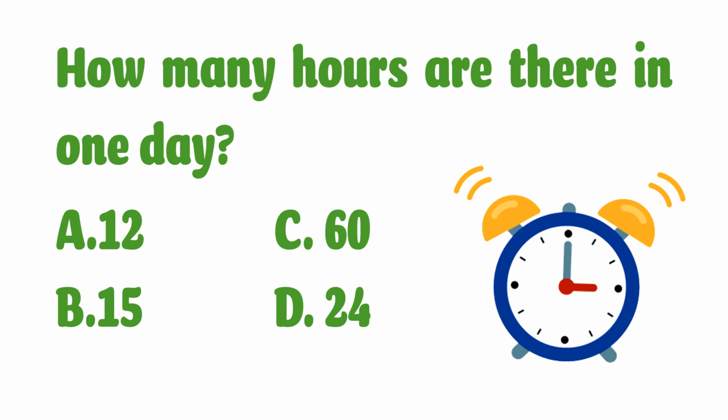Okay, number 2. How many hours are there in one day? A. 12, B. 15, C. 60, D. 24.